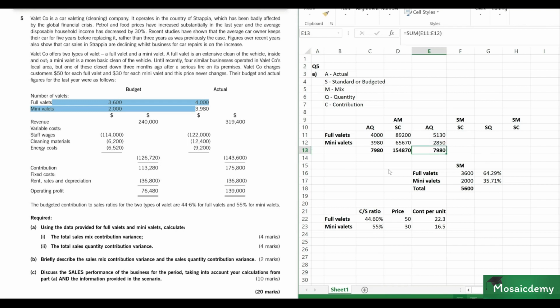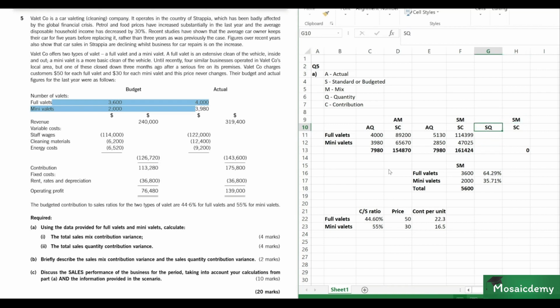Okay, and the total matches up. Let's just copy this over here. Okay, and this will once again be at the standard contribution, so 5,130 multiplied by 22.3 and 2,850 multiplied by 16.5. Okay. And finally, we have the standard quantity, standard mix, standard contribution.